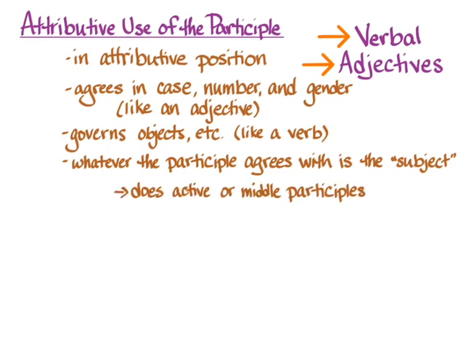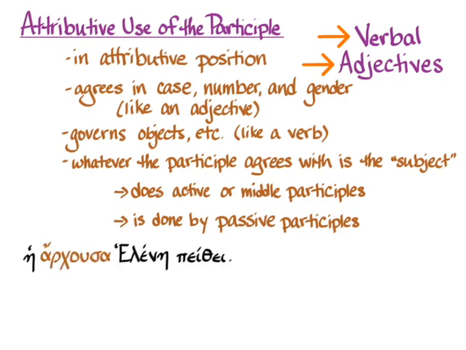That is, it does the action of active or middle participles, and it is acted upon by passive participles. So you can think of whatever noun a participle agrees with as the subject of that participle. This is easier to understand if we start looking at examples.